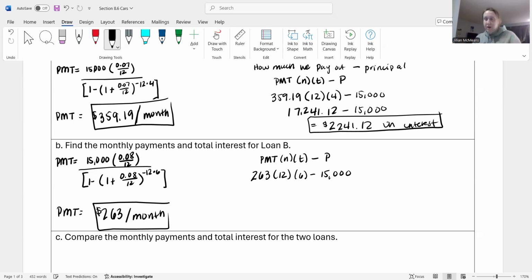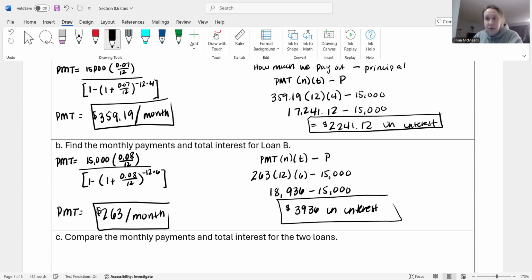So using your handheld, let's see, 263 times 12 times 6. This time we paid out a total of $18,936. When we subtract what we borrowed, that tells me that the interest on this loan is $3,936. So what does this mean? This means we have two wildly different options, okay? And that's kind of what Part C is asking.